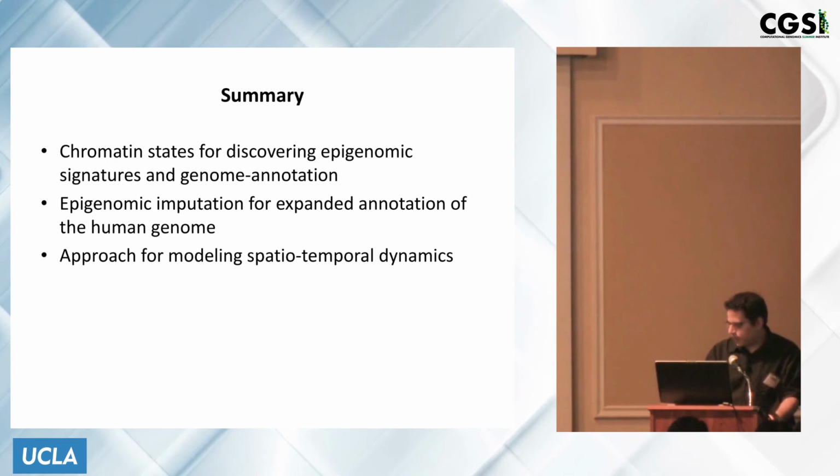So I'd like to summarize. I covered a variety of approaches people have developed for annotating the genome based on epigenomic data. In particular, I focused on a chromatin state modeling approach, which both allows discovering de novo epigenome annotations or states and annotating the genome based on them. An approach for imputing the epigenomic data, which allows us to expand these annotations to cover more marks and cell types. And then a new approach for modeling the spatio-temporal dynamics of some of these chromatin marks.